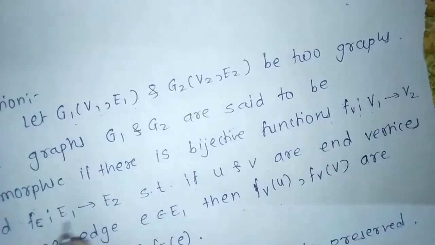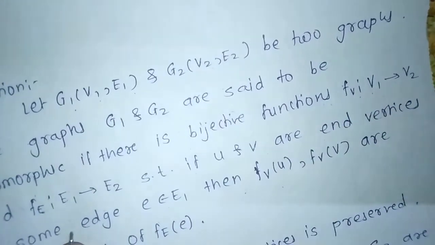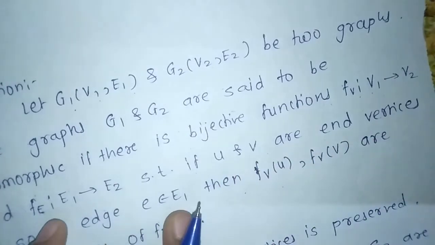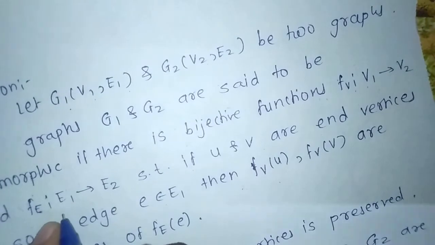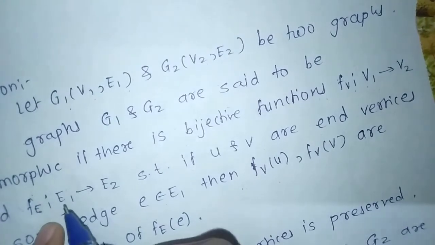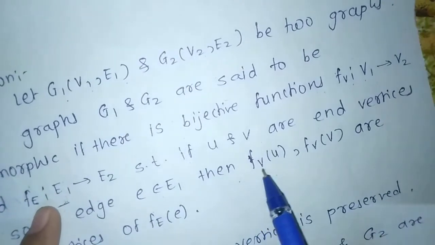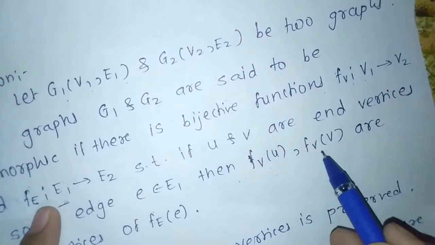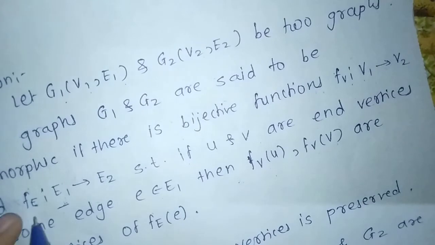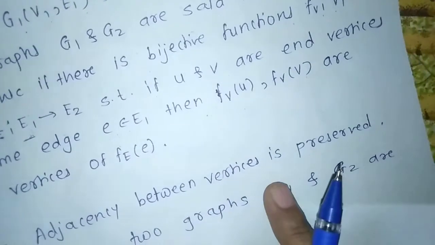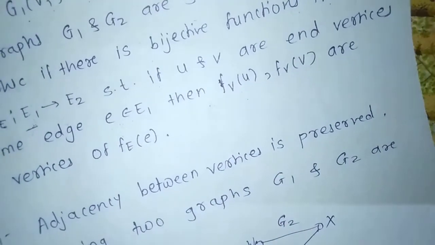Means these two functions, Fv mapping V1 to V2, Fe mapping E1 to E2. If U and V are end vertices of some edge E belonging to E1, then Fv of U and Fv of V are end vertices of Fe of E. Note, adjacency between vertices is preserved.